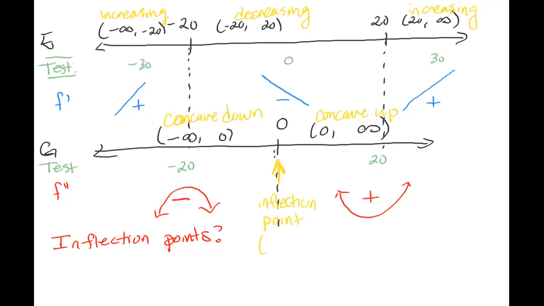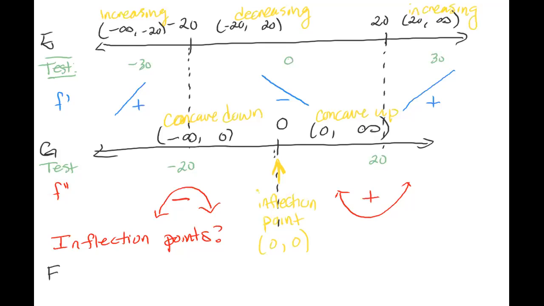I actually know the y value where x is 0. We discovered it before. So the inflection point is (0, 0). It also happens to be the x and the y intercept. Okay, that was the remainder of G. Let's go to F.